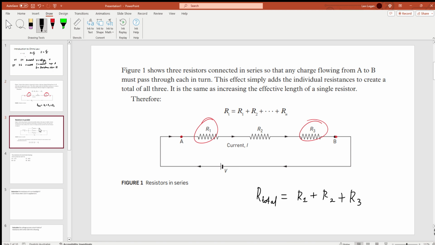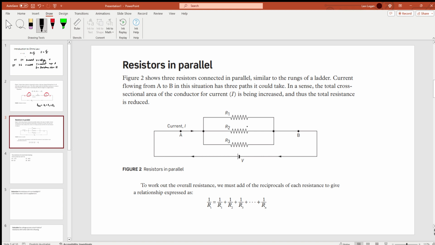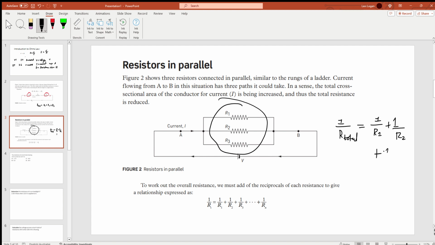Let's go on to parallel now. You can also have resistors in parallel, which is seen as below. If you want to work out the total resistance here, it's a bit funny because you have to go 1 over first. So 1 over the resistance total is equal to 1 over R1 plus 1 over R2 plus 1 over R3.